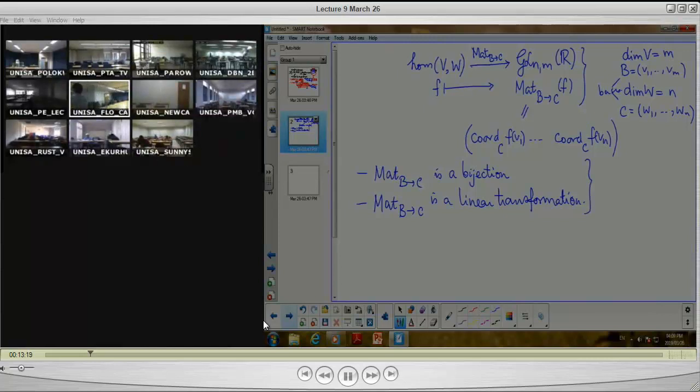And hence, this is also something which we did, that if V is finite dimensional and there exists a bijective linear transformation from V to W, then W is also finite dimensional and the dimensions are the same. So how to answer this question is that you need to show that the matrix B to C is a bijection and it is a linear transformation. And because V and W are finite dimensional, this would imply that the dimensions of Hom VW are equal to Mn. This follows from these two statements, right?